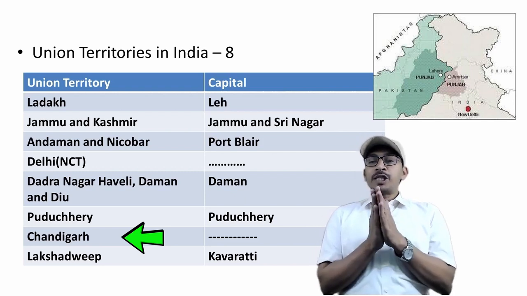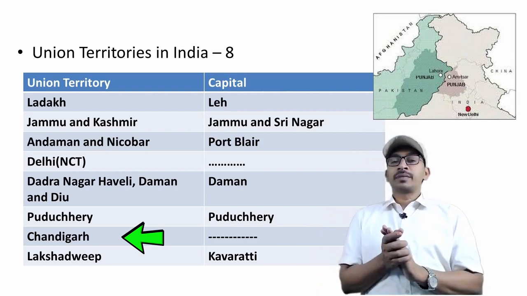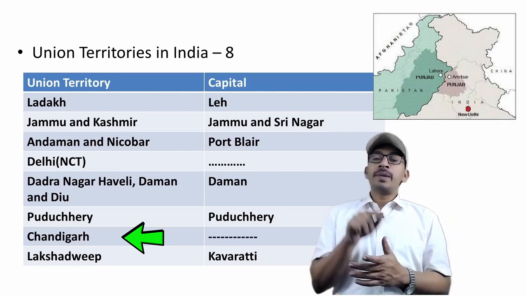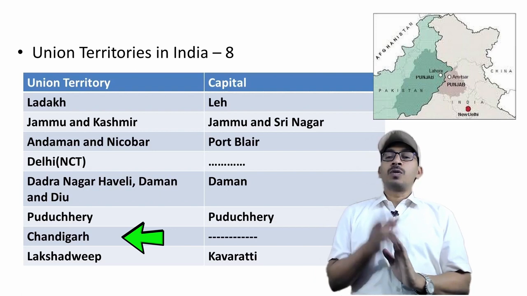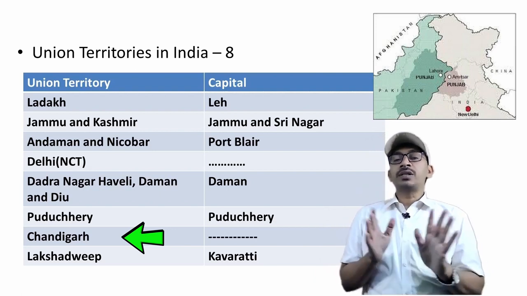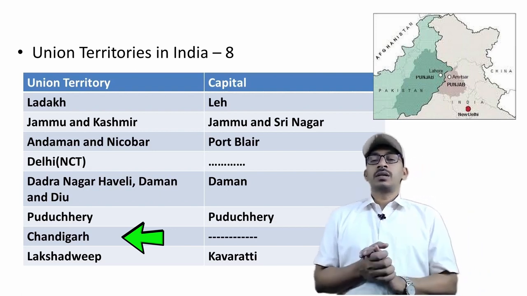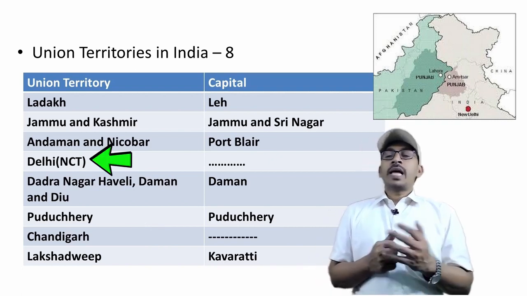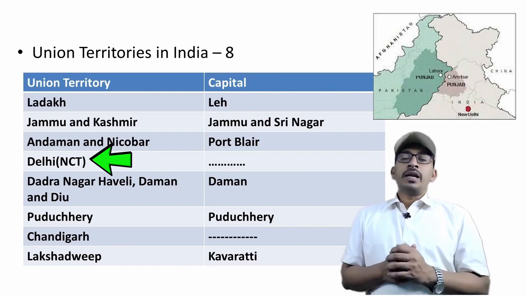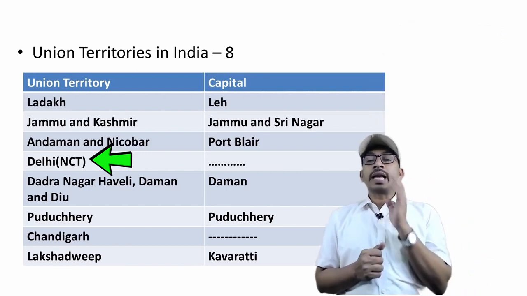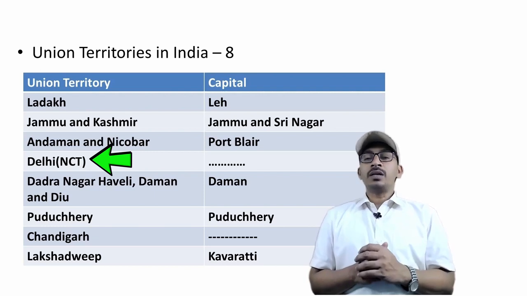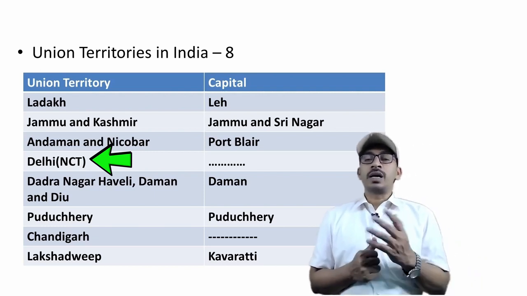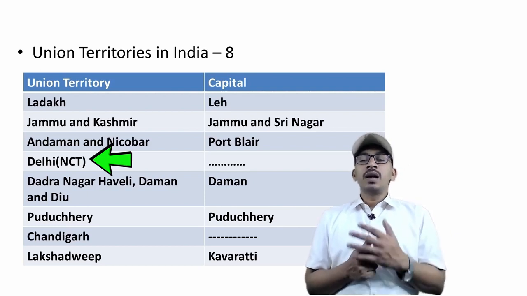East Punjab was divided into 2 parts, Punjab and Haryana. Both demanded Chandigarh as capital. So Chandigarh was declared as union territory. This is the history behind Chandigarh union territory. Second, Delhi. Most of the national capitals are under control of central government. So Delhi NCT, National Capital Territory, is also under the control of central government. That is the only reason why Delhi is union territory.